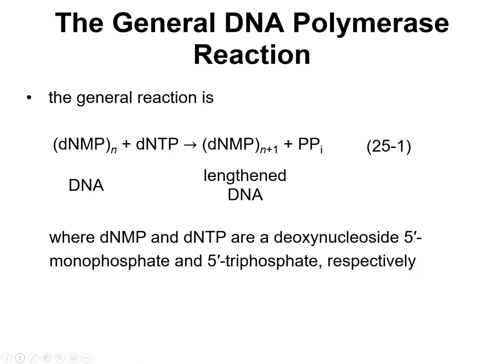So in general, what happens here is we have a deoxynucleotide monophosphate, and we add to it. So this is the DNA, right? And then this is our new nucleotide. What we end up with is a lengthened DNA chain, so N+1 here, and we release that pyrophosphate.